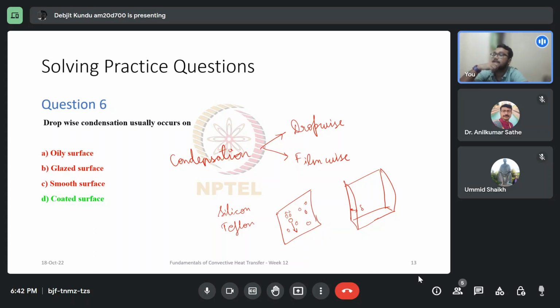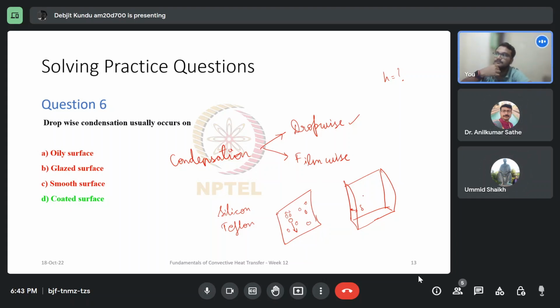Okay, let me ask another question from this. Between drop-wise and film-wise, which one has a higher value of heat transfer coefficient? Drop-wise. Why? Because there is no resistance for heat transfer? No, that is not the correct answer. What is the other answer then? Surface is exposed to the vapor. Correct. Most of the surface is exposed to the vapor directly.